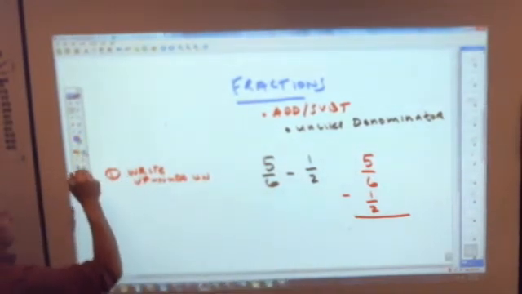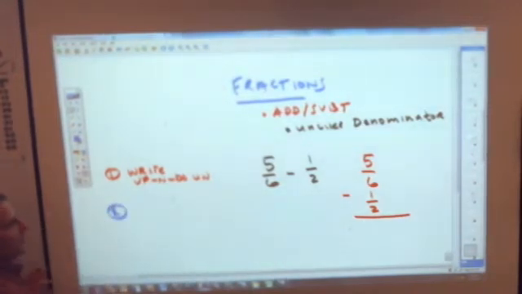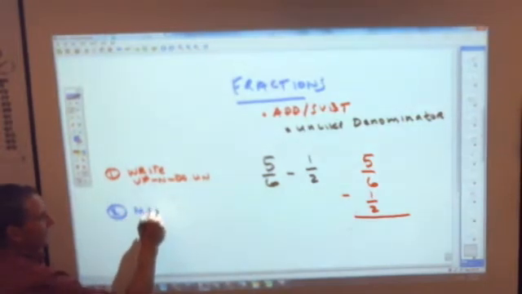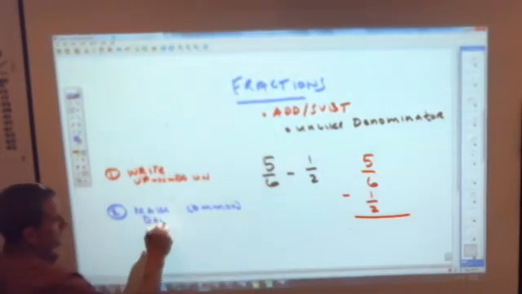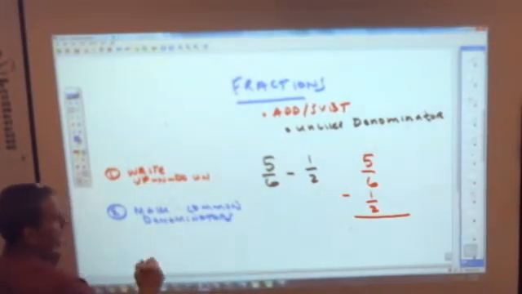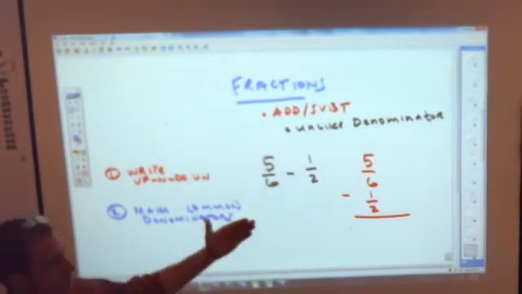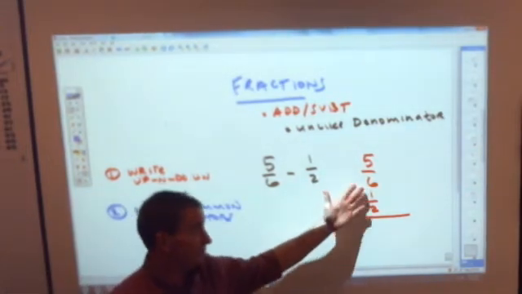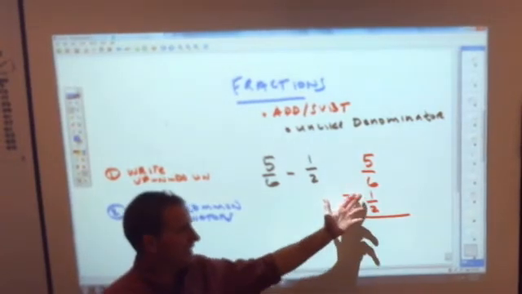Step number 2. This is probably the toughest part of all. Step number 2 is you must do what we call make common denominators. The only way you can add fractions together is if they both have the same bottom number. Please don't ever think that you can just look at this and go, oh, my answer is 6/8 because 5 plus 1 is 6 and 6/2 is 8. That is not the way fractions work. When you're talking about the pizza pies and adding them together, they have to have the same bottom number.